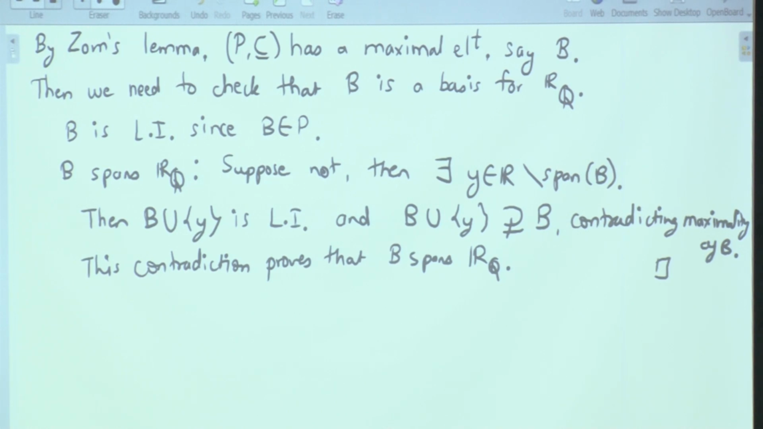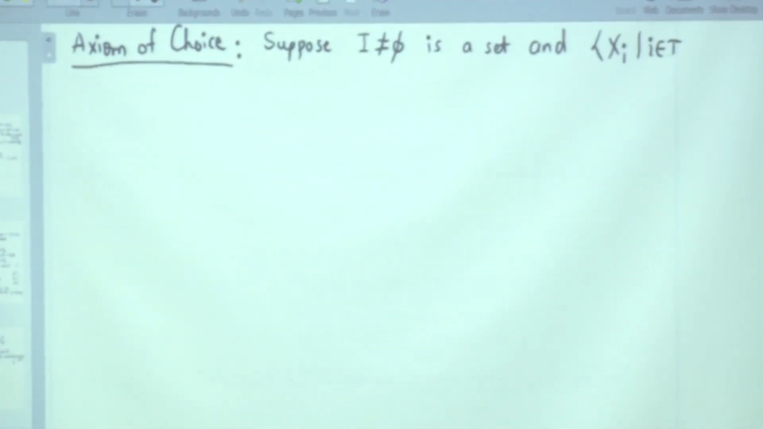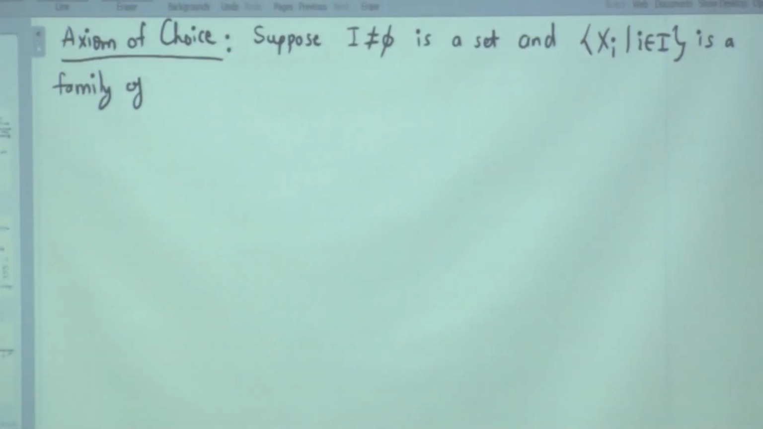Okay, so now perhaps some of you have asked me what is the actual statement of axiom of choice. I thought I already told you, but let me write it. So, axiom of choice. Suppose I is a non-empty set and X_i, i in I, is a family. Family means just a set, okay, nothing more. It's just a way of saying things. A family of non-empty sets.